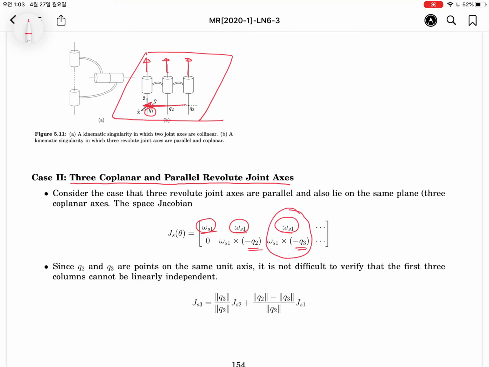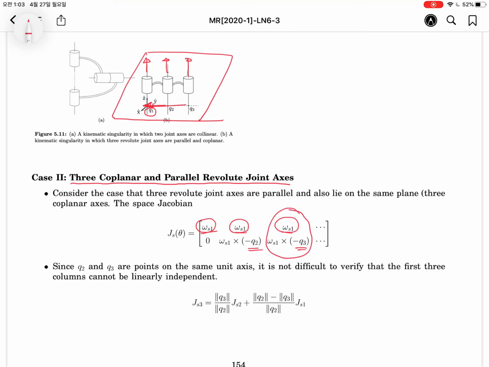So J3 can be obtained by a linear combination of J1 and J2. Okay, it shows just some scalar multiplication example. By adding these two, we can achieve J3. It means the first column vector times alpha 1 and the second column vector times beta 1. By adding this linear combination, we arrive at the third Jacobian column vector. It shows this matrix loses rank. This posture is singular.